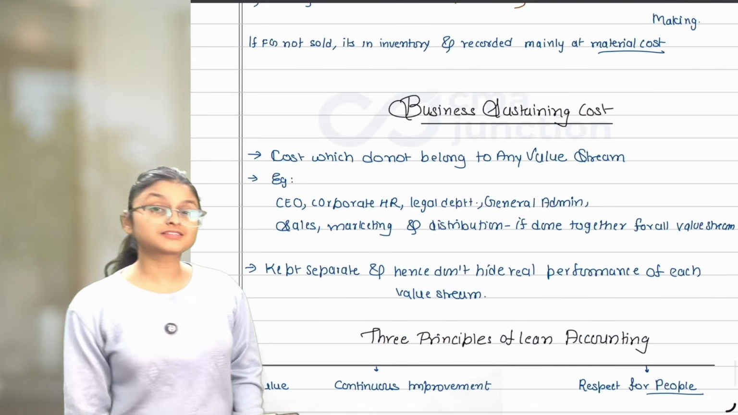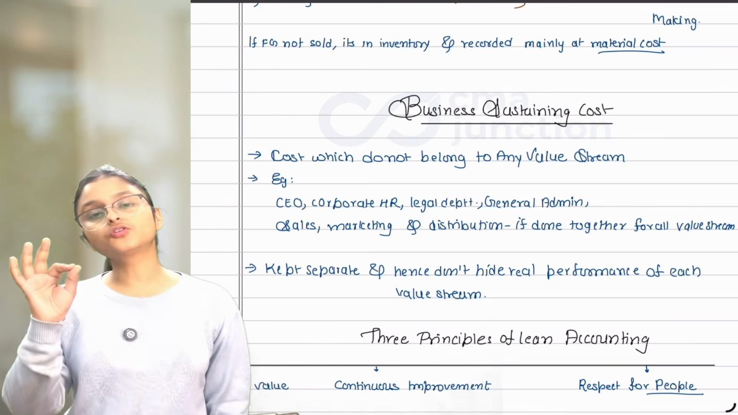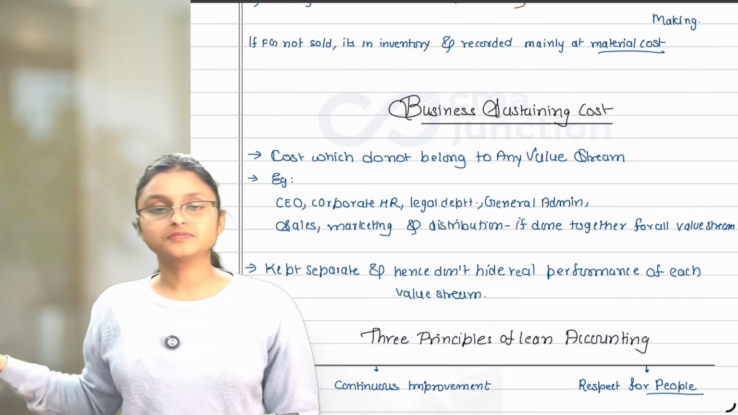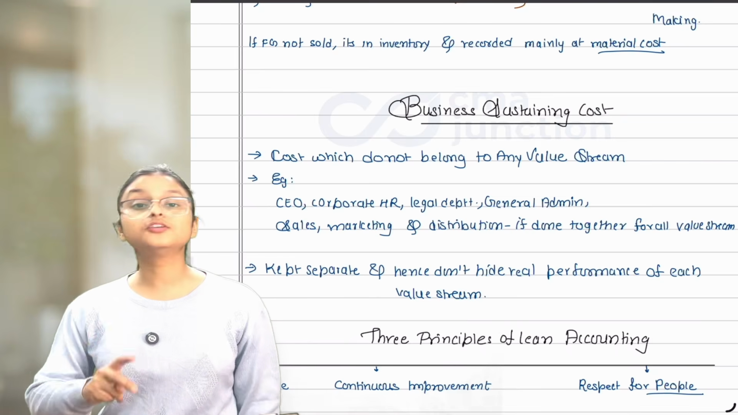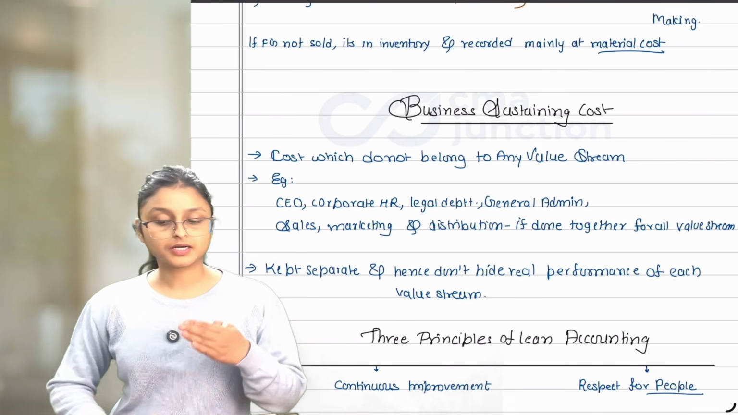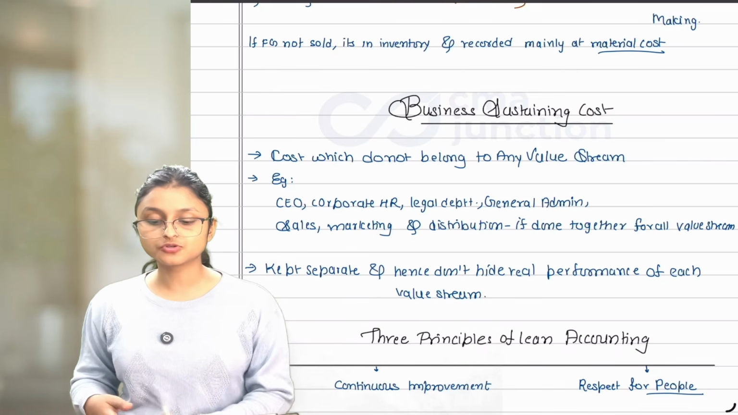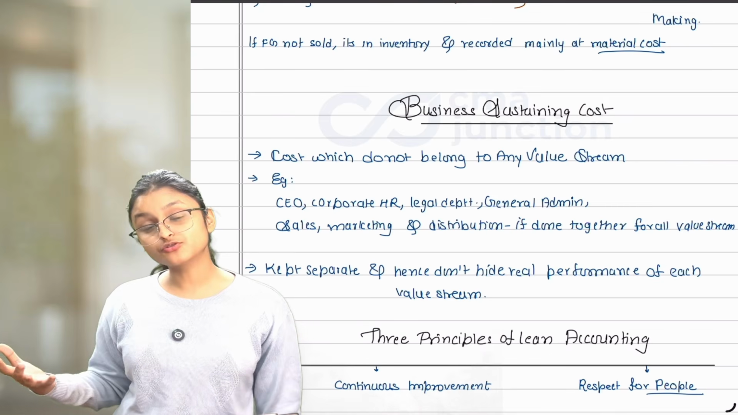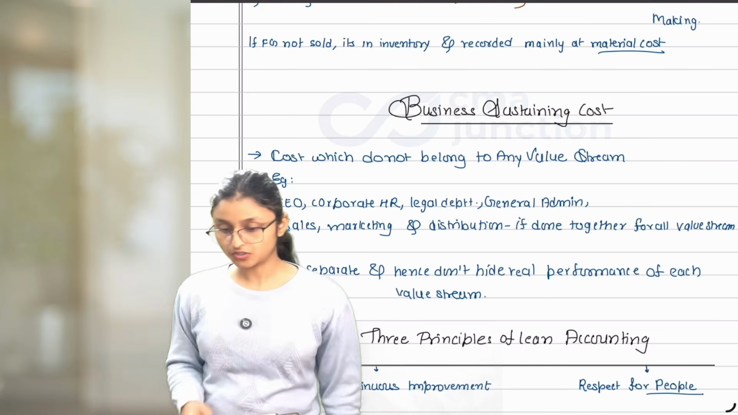Next, what is business sustaining cost? Cost which does not belong to any value stream will be treated as business sustaining cost. It can be anything like CEO, corporate, HR, legal department, general admin, sales, marketing, distribution. If they are done together for all value streams, then they will be treated as business sustaining cost.